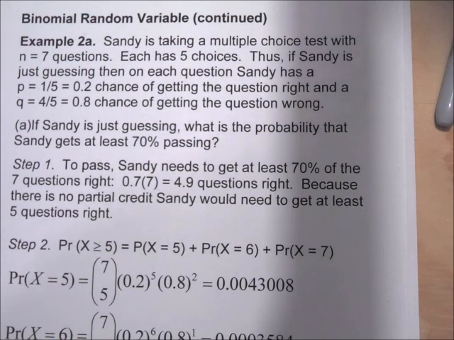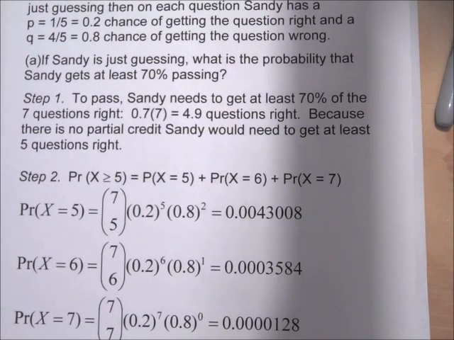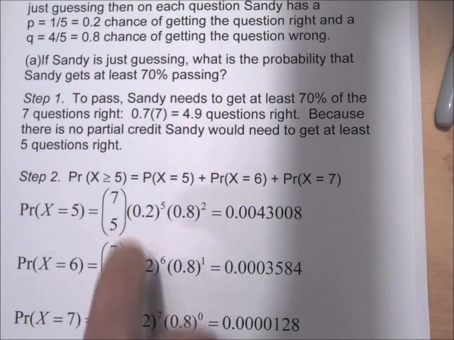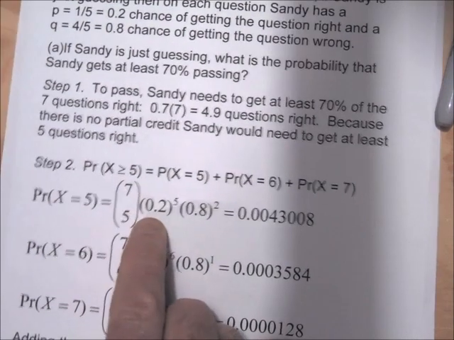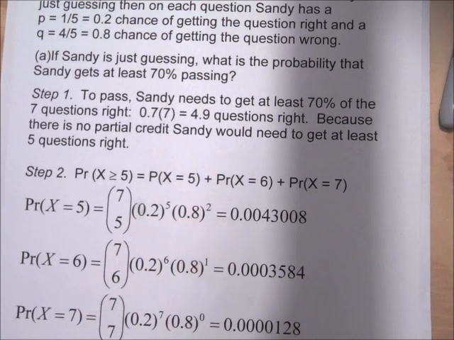So in order to pass, if she gets 4 right, she's not going to pass. If she gets 5 right, she will pass. So Sandy needs to get at least 5 right. So we want to add the probability x equals 5 plus the probability x equals 6 plus the probability x equals 7. So if we plug into the formula, this is 7 choose 5, 0.2 to the 5, 0.8 to the 2, and multiply those out.